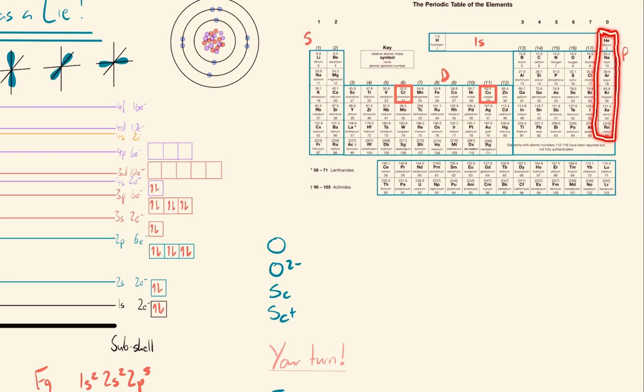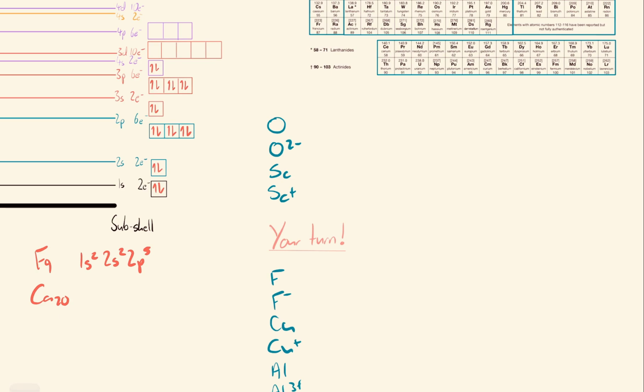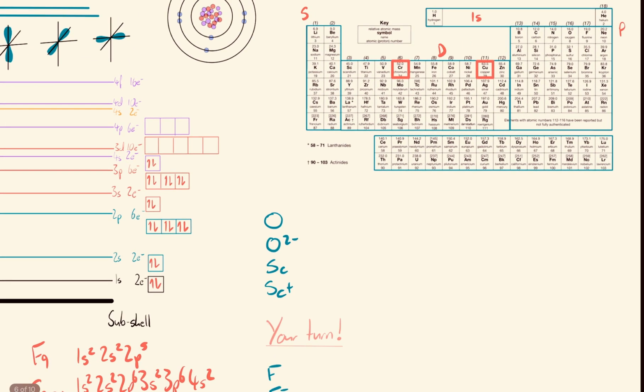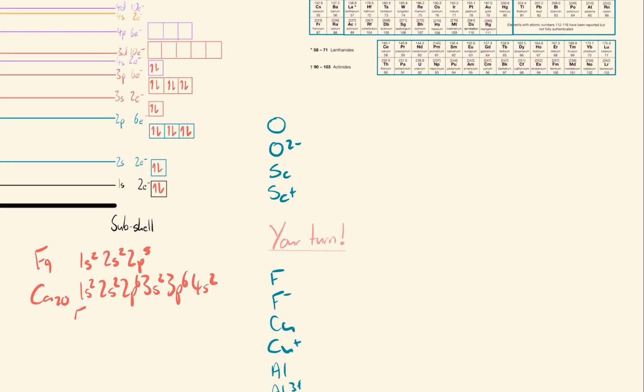We can also do this in shorthand, where we go to our noble gases and put that in square brackets. What that denotes is everything that comes before it. So I'll write out our 2 different ways. We've got 1s2, 2s2, 2p6, 3s2, 3p6, 4s2. And our other way, we go to the noble gas that comes before, which is argon, and we just put argon in square brackets and do what comes after, 4s2.